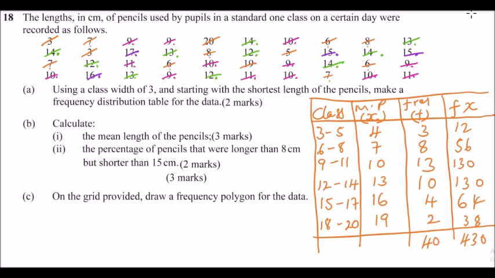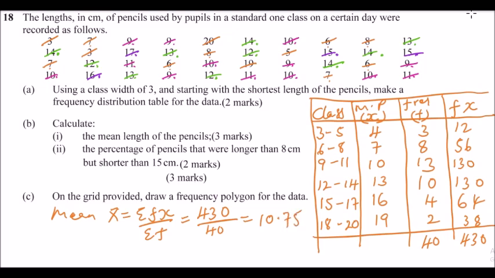Then we have, calculate the mean length of the pencil. To get the mean, we use x bar. It is normally calculated as summation of fx divided by summation of f, which is equal to summation of fx is 430. You divide by summation of f, which we got 40, and when you divide using your calculator, you get 10.75. So that is the mean.